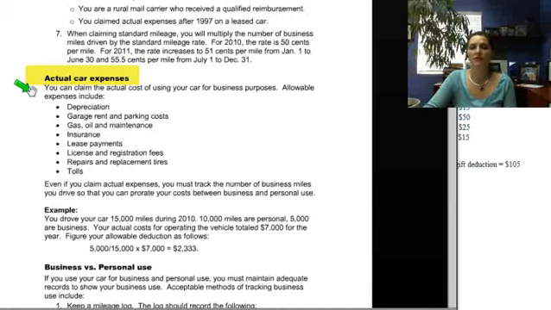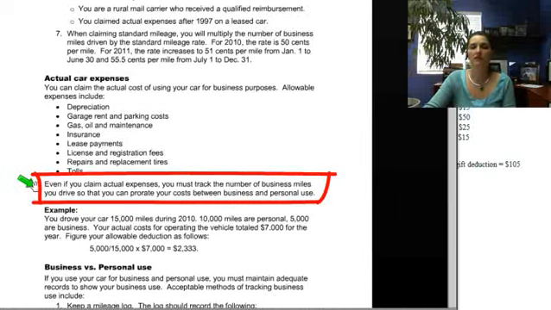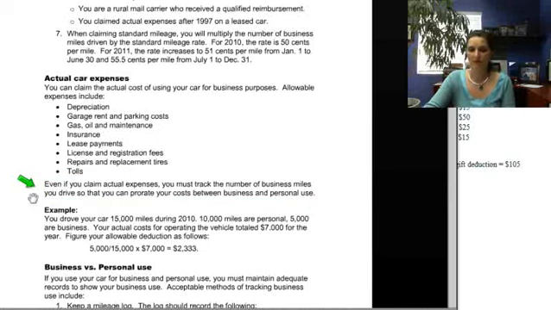You can claim the actual cost of using your car for business purposes, and allowable expenses include depreciation, car rent and parking costs, gas, oil, and maintenance, insurance, lease payments, license and registration fees, repairs and replacement tires, and tolls. But even if you claim actual expenses, you must still track the number of business miles you drive so that you can prorate your costs between business and personal use.